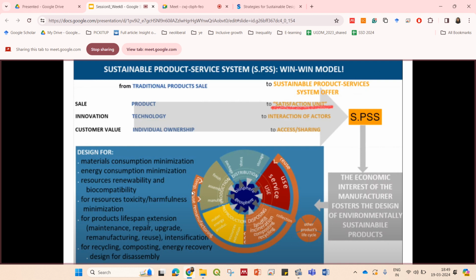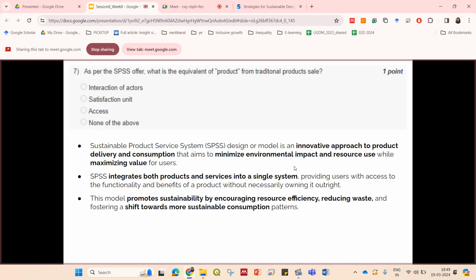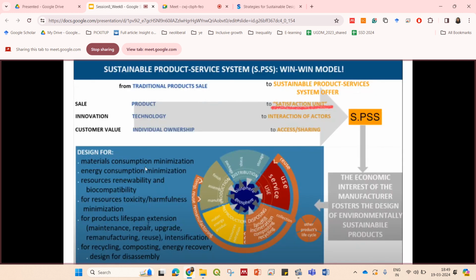So instead of measuring like we measure in a normal economic system, where we measure the sale unit as a product, in this system we don't measure the sale unit as a product, but we measure it as a satisfaction unit. So you can see here the sale unit instead of a product is satisfaction unit. So that is what this question is asking, that as per the SPSS offer, what is the equivalent of product compared to the traditional product sale. So satisfaction unit is the correct answer.